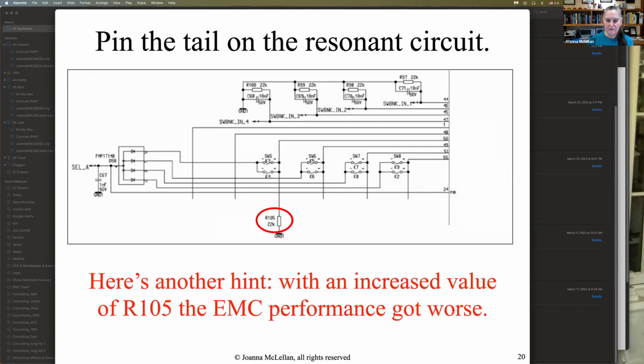I'm going to give you a hint. If you change the value of this resistor down here, called resistor 105, if you increase the value of 105, the EMC performance gets worse. What does that tell us?